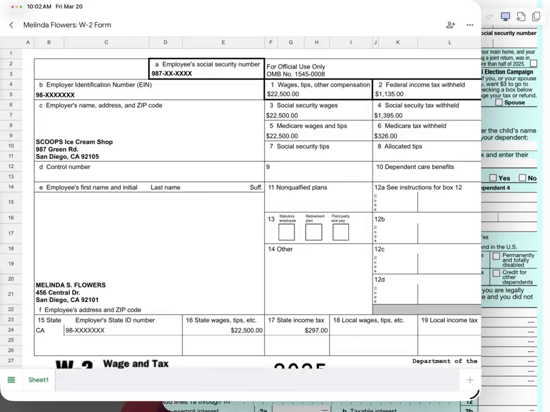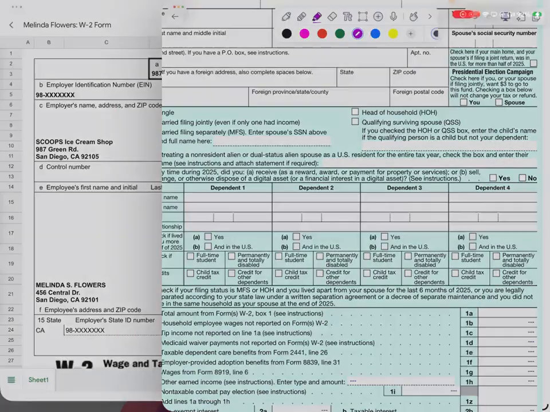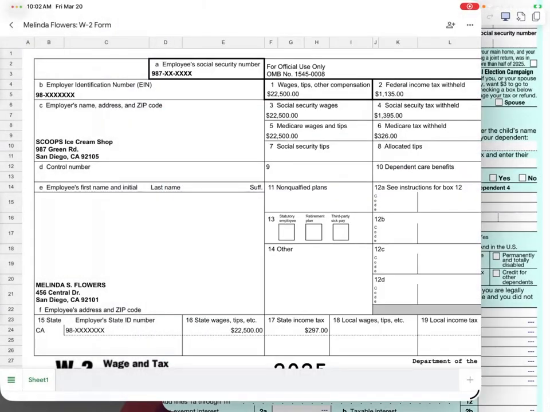Melinda. And as we can see on this, we have her information, where she works: Scoops Ice Cream. She made $22,500 and she already prepaid. She had a tax withheld of $1,135. Now, when we look up the tax form, we are not going to look up for taxes on $22,500.